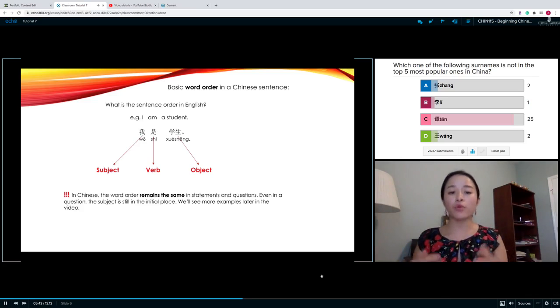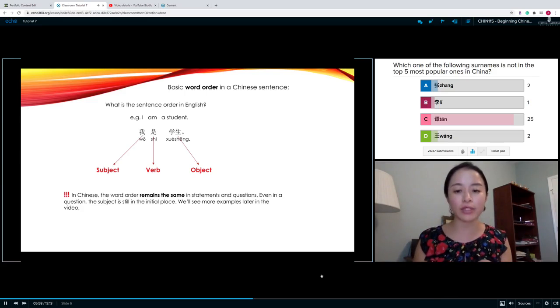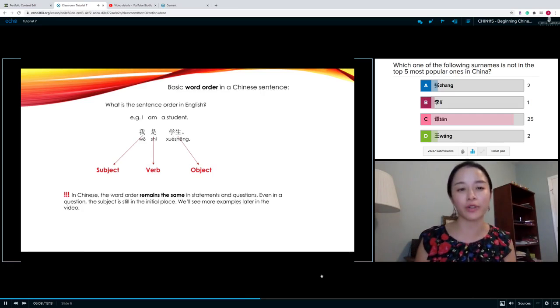In Chinese, the word order remains the same in statements and questions. Unlike in English, in a question, this order is completely altered because you need to put the question word at the beginning of the sentence, right? However, in Chinese, it remains the same. Even in a question, the subject is still in the initial place. We'll see more examples later in the video. But just keep in mind, this is the Chinese word order.